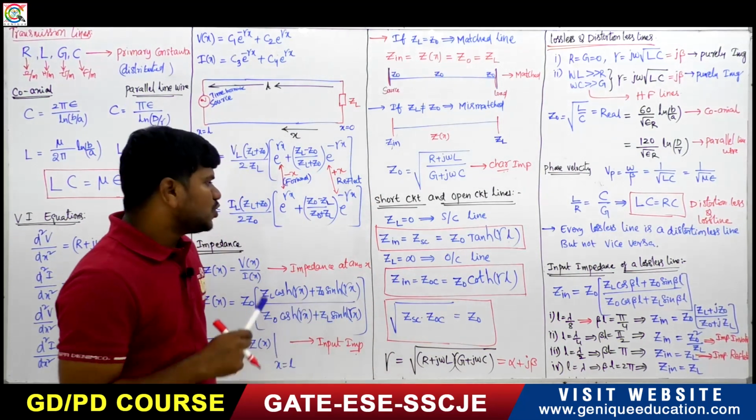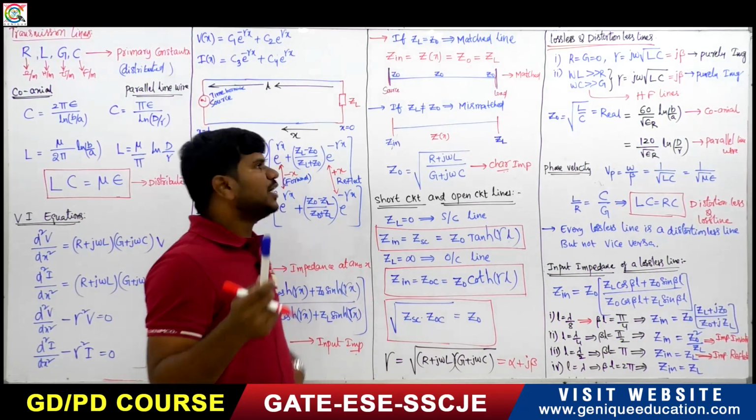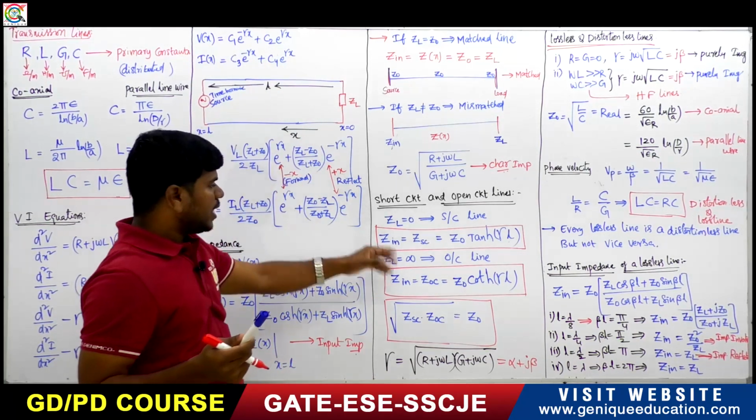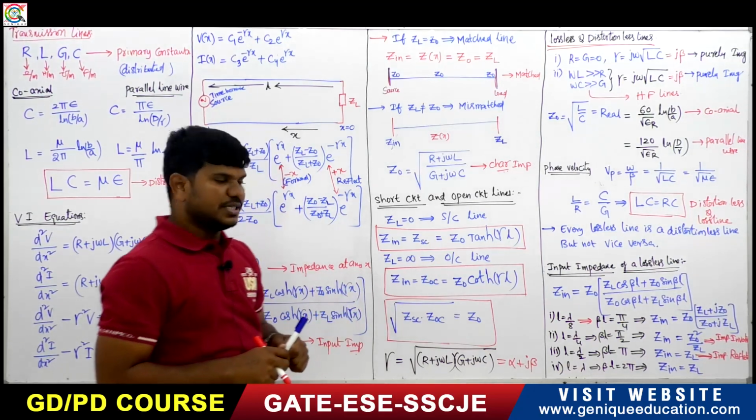Now if ZL is equal to infinity, if the load is infinity, it means the load is open circuited. Open circuited means this is called the open circuited line.